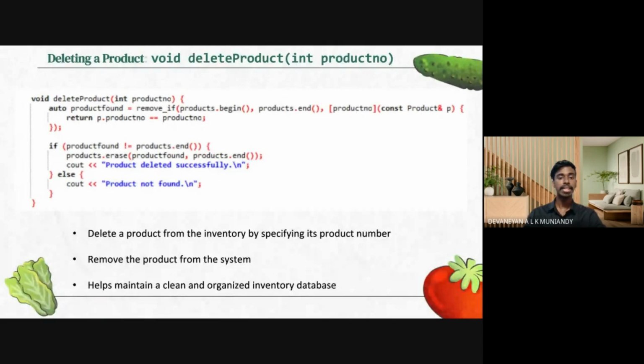Next is deleting a product. When a product is no longer carried by the store or becomes obsolete, administrators can delete it from the inventory. By specifying the product number, administrators can remove the product from the system. Deleting unnecessary products helps maintain a clean and organized inventory database.